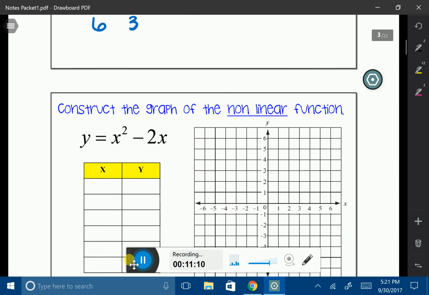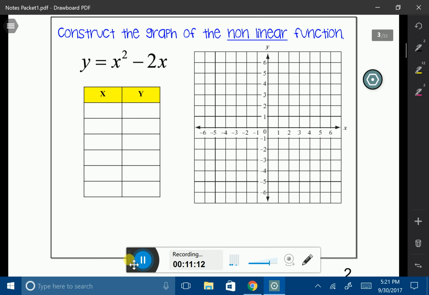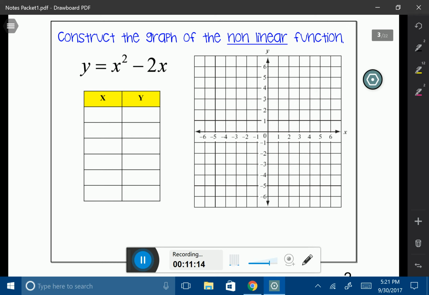Okay, let's try another one now. All right, now we're going to look at something that is non-linear, meaning it's not a line, it's something else. So let's go ahead and look at our function rule. This function rule is a little bit different now. We have y equals x squared minus 2x. This is called a quadratic function.